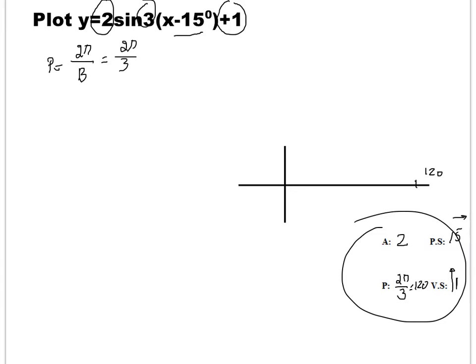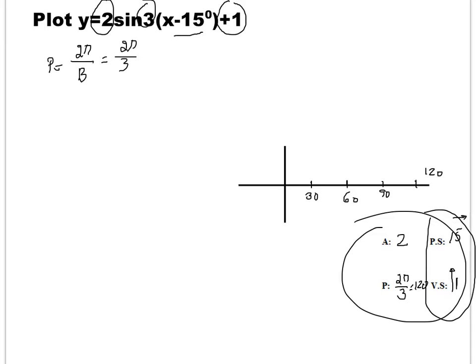The next thing you do, you divide that period into 4 equal parts. So the first part is going to be 30, the next one is going to be 60, and this one is going to be 90. Now, what you do is that you ignore phase shift and vertical shift. Forget about them. Just plot the graph corresponding to amplitude 2 and period 2 pi over 3.